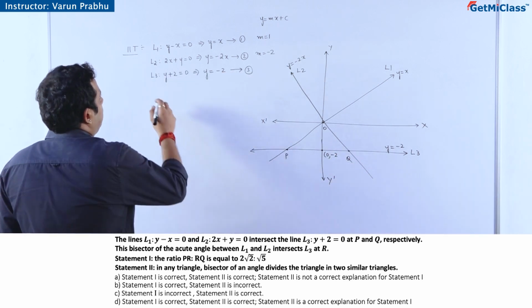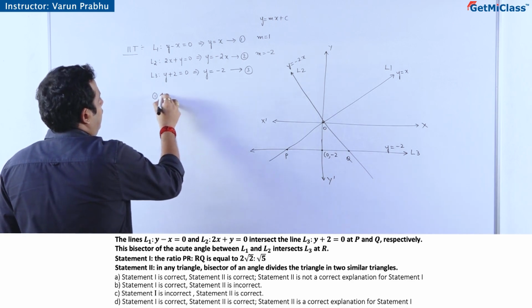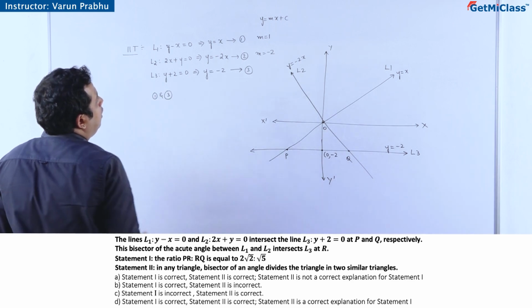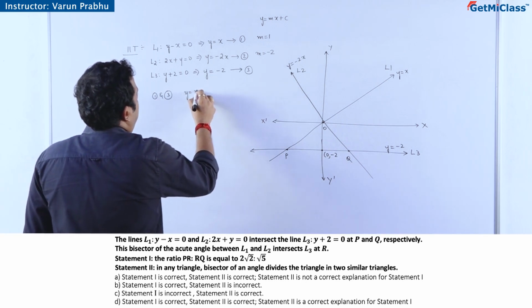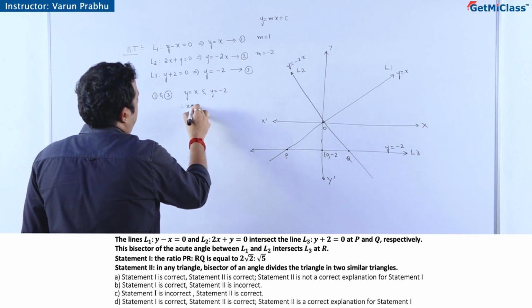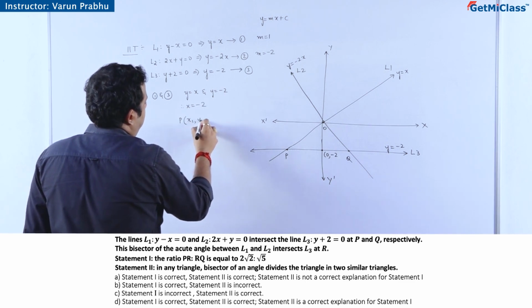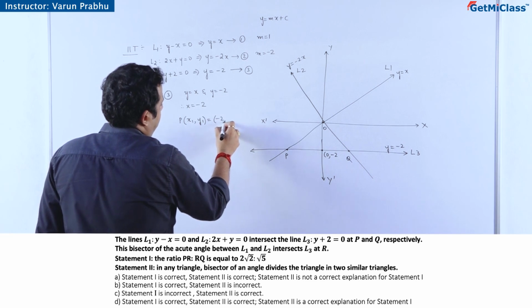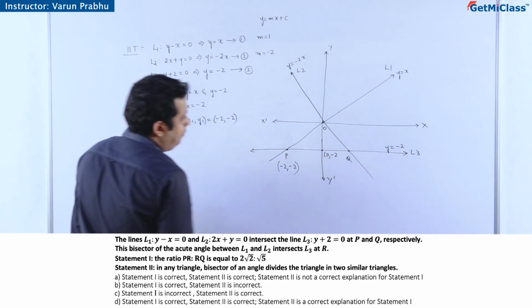Now let's find out by solving equations 1 and 3. If you solve 1 and 3, y is equal to x and y is equal to minus 2. So therefore the x value also will be equal to minus 2. So the point P, x1 comma y1, will be equal to minus 2 comma minus 2.